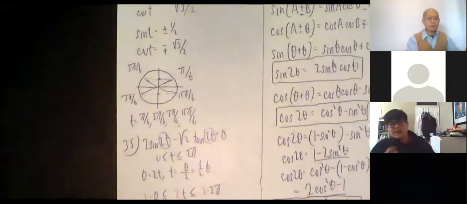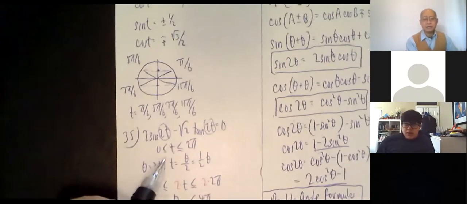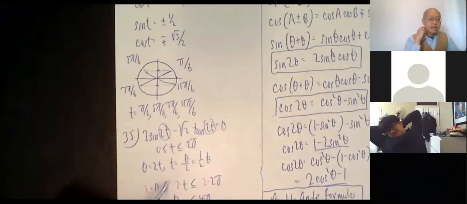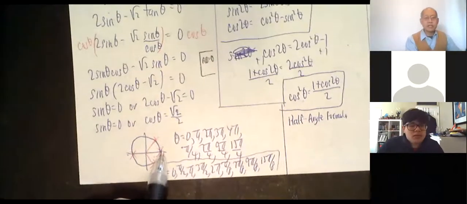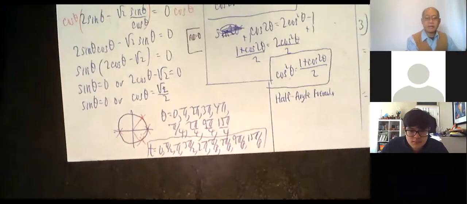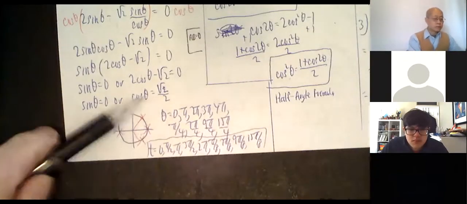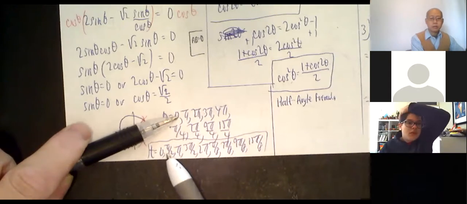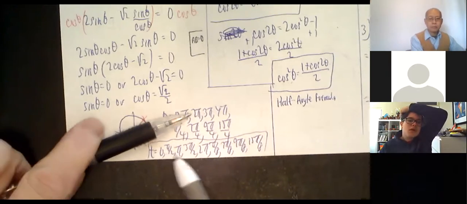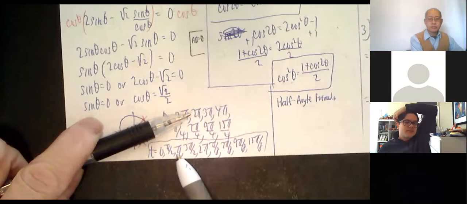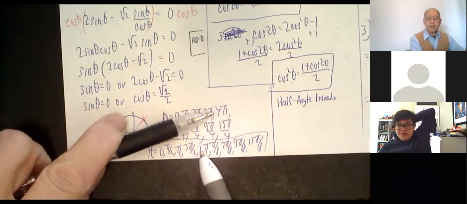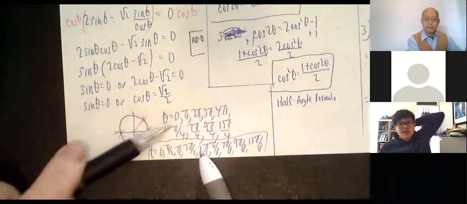But the original problem wasn't in theta, it was in t. That's why back here I solve t is half theta. So I take all these solutions and divide them by 2. Just cut them in half. So here we are. 0, pi divided by 2, 2 pi divided by 2, 3 pi divided by 2, 4 pi divided by 2. So that's these 5.